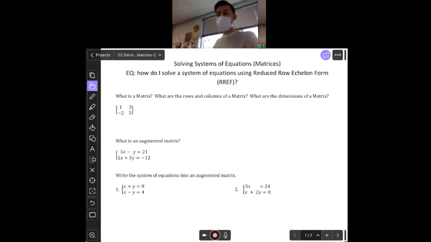So a matrix in and of itself is just an array of numbers. Okay, so when it says what's a matrix, it's just an array of numbers. It allows us to organize numbers into a rectangular form. So there's nothing really special about a matrix in and of itself, but it's just a way to organize numbers.